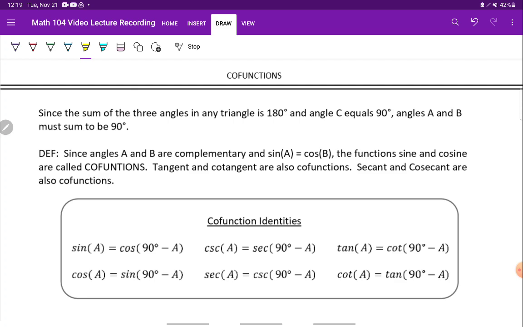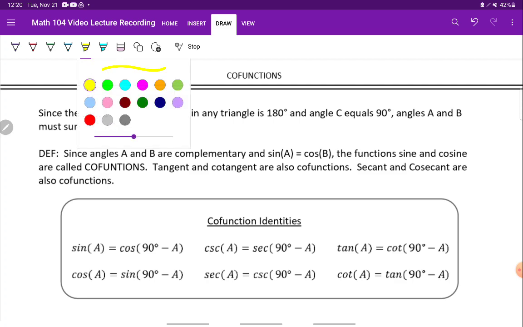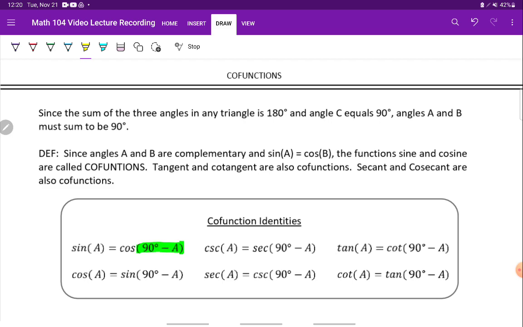So I feel like I know the pairings, and it's just that I can switch from a function to its cofunction as long as I do the complementary angle. And that's what this 90 minus A is saying. It's just saying, oh, complementary angle.